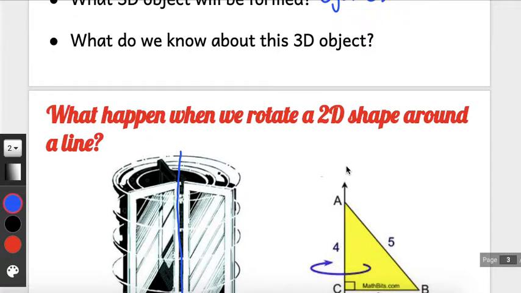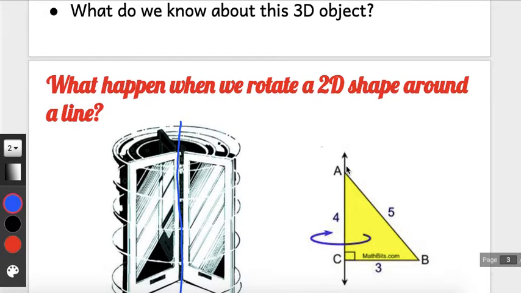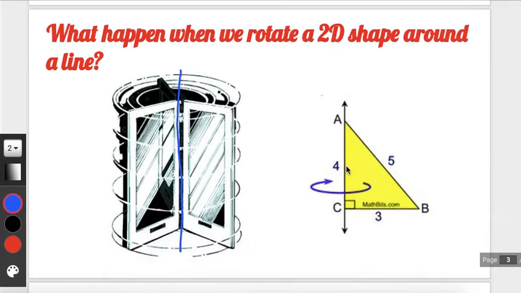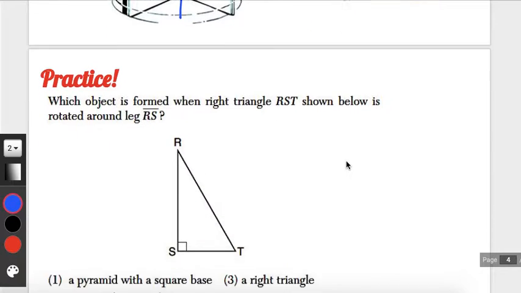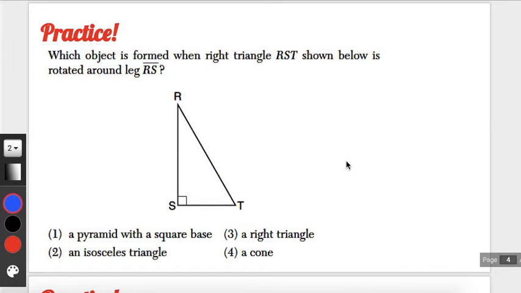What happens in this video is we are going to do some practice so we have a better understanding of this topic. Let's check the first question. This is a multiple choice question. Which object is formed when a right triangle, RST, shown below, is rotated around the leg RS?